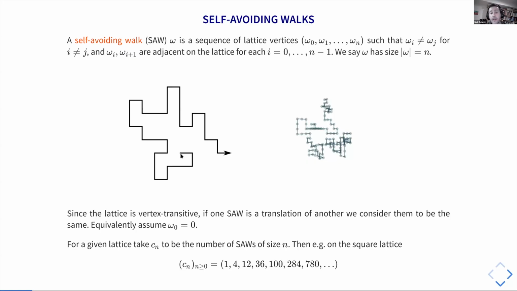Then for any given lattice, we can count the number of these things which take n steps. For example, on the square lattice, there's one walk of length 0, there are 4 walks of length 1, and 12 of length 2, and so on. This is a sequence. This particular sequence we know up to, I think, 79 terms, but it's a computationally very difficult problem, and so it becomes very difficult to compute more and more terms. Okay, so that's a self-avoiding walk.